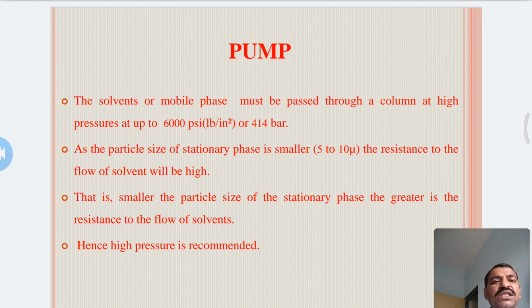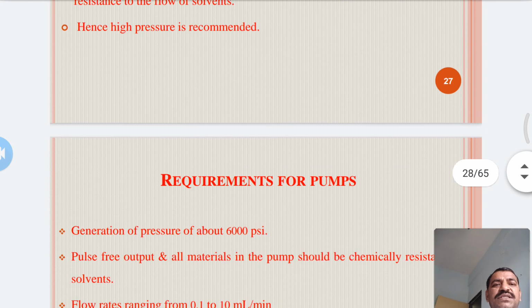The smaller the particle size of the stationary phase, the greater the resistance to the flow of solvent. And the smaller the size of the stationary phase particles, the better the resolution of analytes. This is the application of particle size of the stationary phase, and hence high pressure is recommended for HPLC.